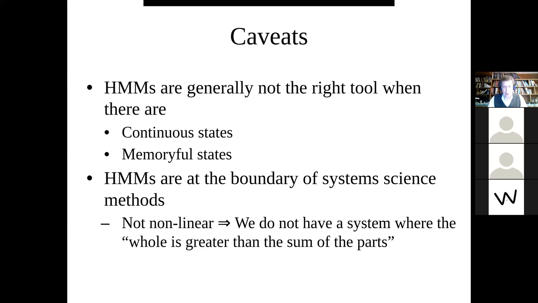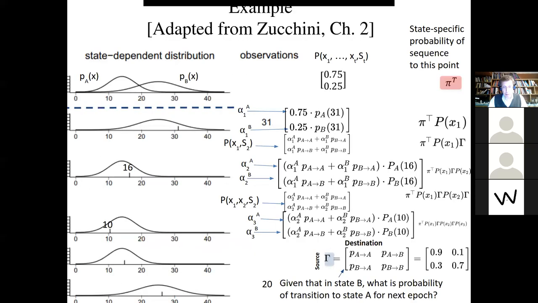And it turns out they're kind of at the boundary of system science techniques. They're not nonlinear. They are linear models. It stands out in the very equations characterized here. This is not a nonlinear method. It's a linear method. We have a linear transition matrix. And there's nothing shameful about that.